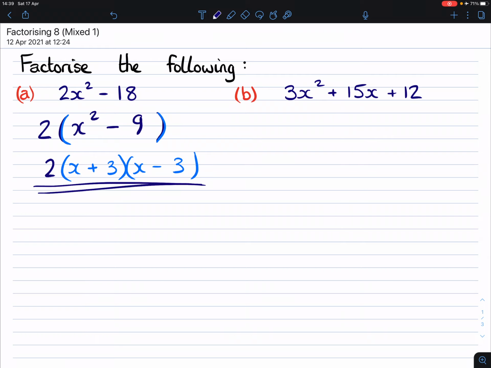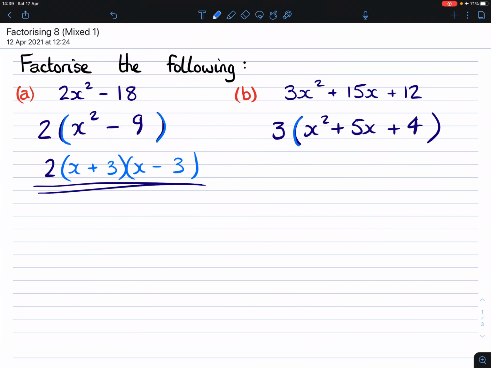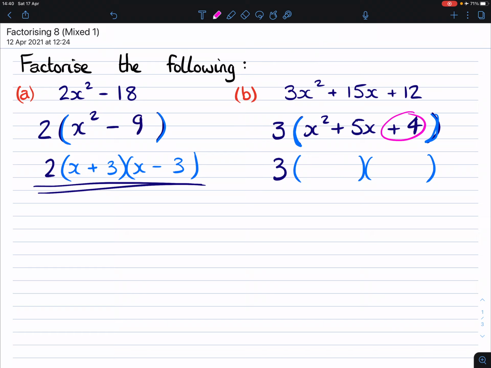For the next one, all three terms there can be divided by 3. So we take 3 out as a common factor. This divided by 3 is x squared, this divided by 3 is 5x, and this divided by 3 is 4. What we have inside is a quadratic, so look to see if this can factorize into double brackets. It's got 3 terms, and it is a trinomial if we can find 2 factors of this last number that add together to make that middle number.